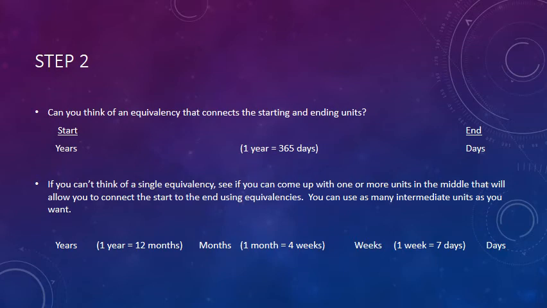So we can go from years to months. And then we know that 1 month is equal to 4 weeks, so we can go from months to weeks. And then we know that 1 week is equal to 7 days, so we can go from weeks to days. So from my start at years to my end at days, we just have a few steps in between. We're going to go through months and through weeks first.